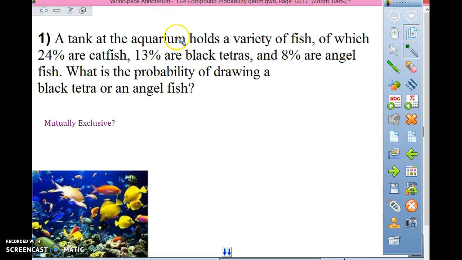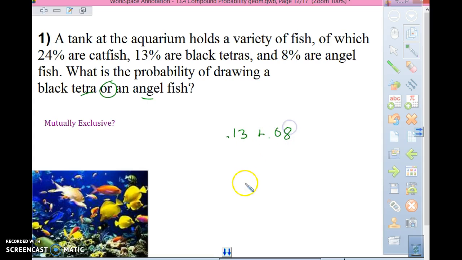Let's try some practice. A tank at the aquarium holds a variety of fish: 24% catfish, 13% tetras, 8% angelfish. What is the probability of drawing a black tetra or an angelfish? First, let's decide if this is mutually exclusive. Can you be a tetra and an angelfish at the same time? No, you can't. So these two events are mutually exclusive. So to do the "or," we don't have any overlapping events, so we're just adding them together. So we get 21%.